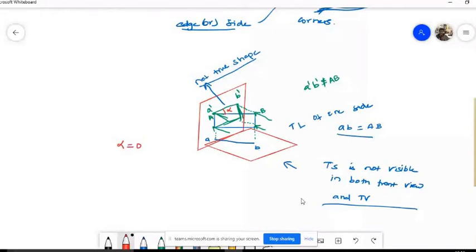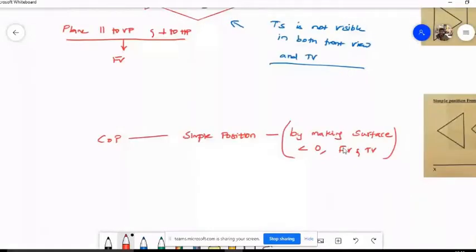The plane will become parallel to VP and perpendicular to HP. So in this case, you will see the true shape and true size in which view? Front view. So by making the surface inclination 0, you will draw the true shape, and you draw the front view and top view.